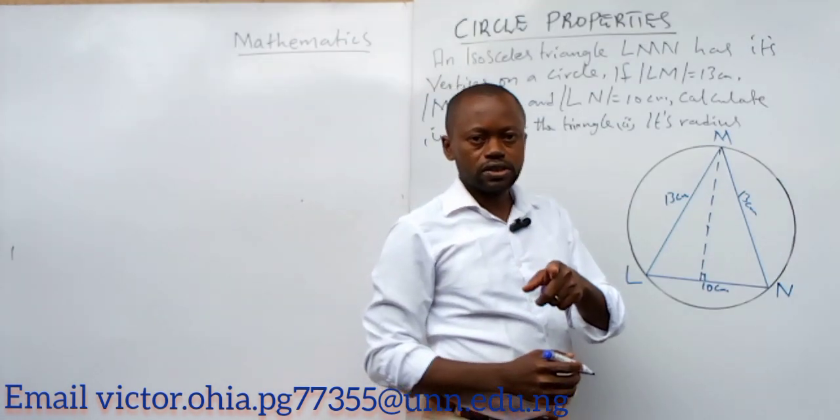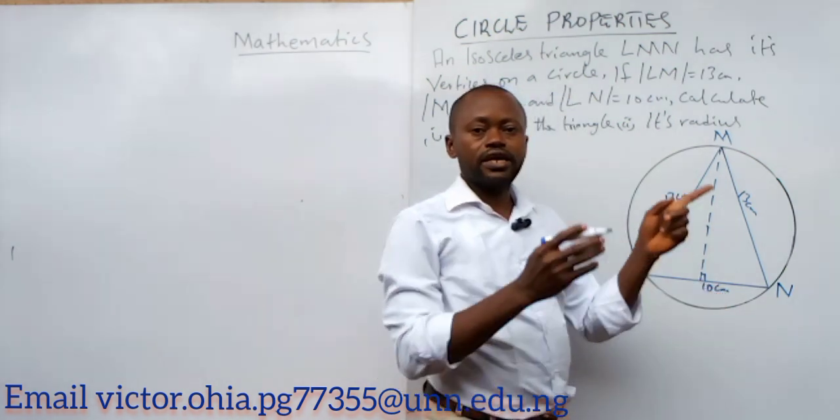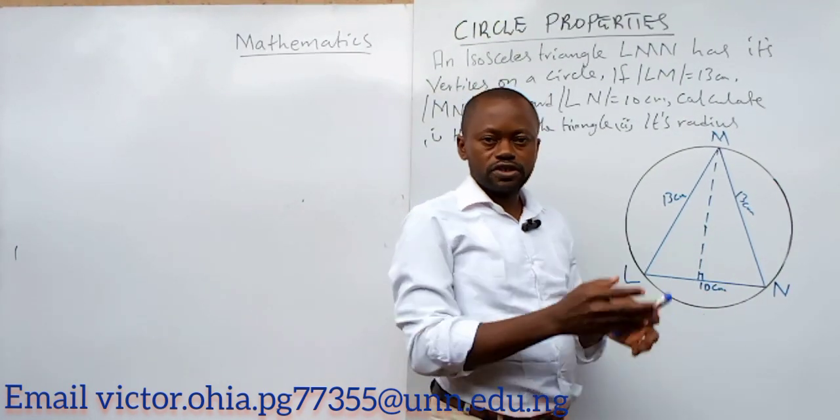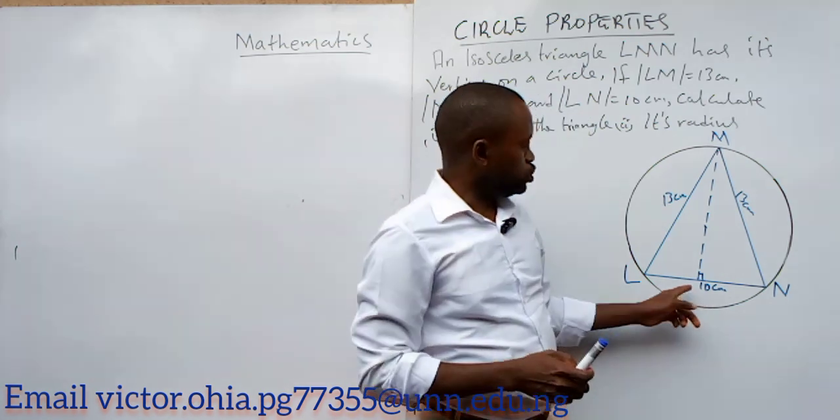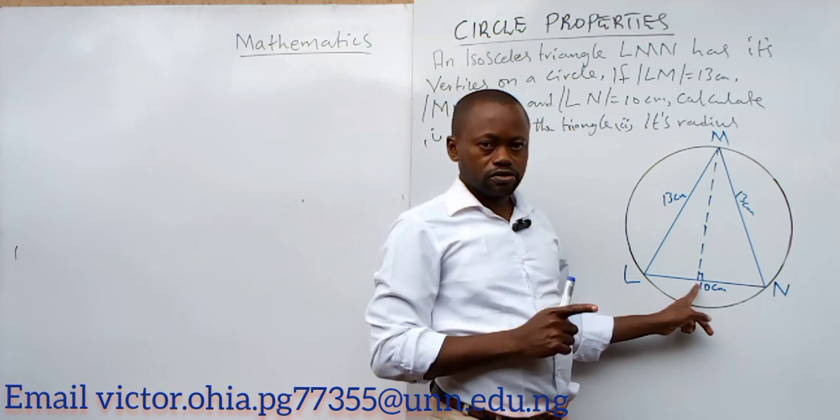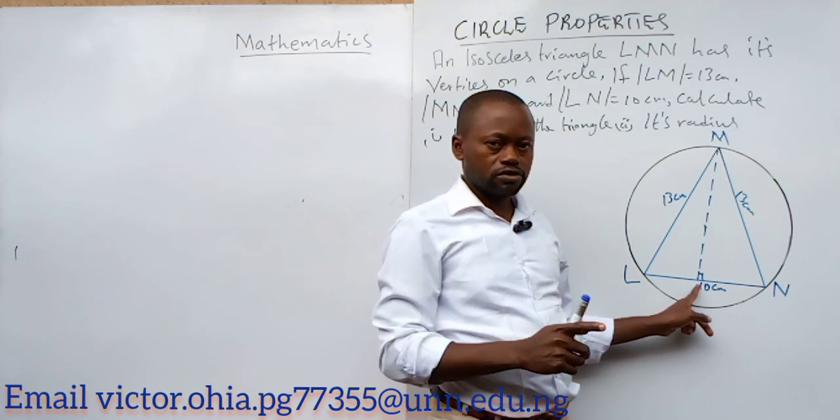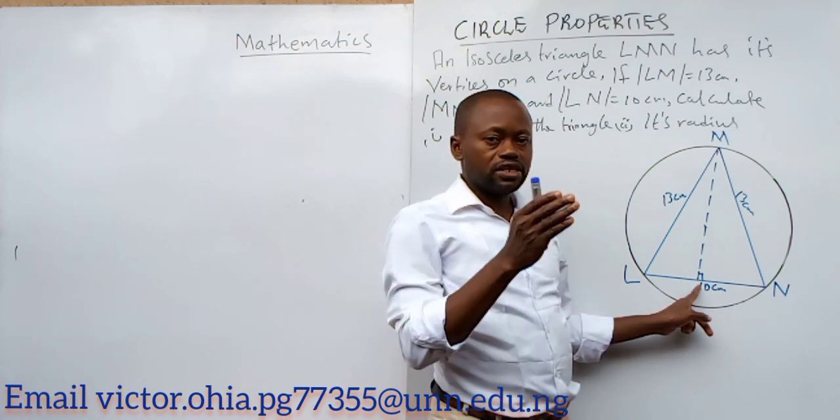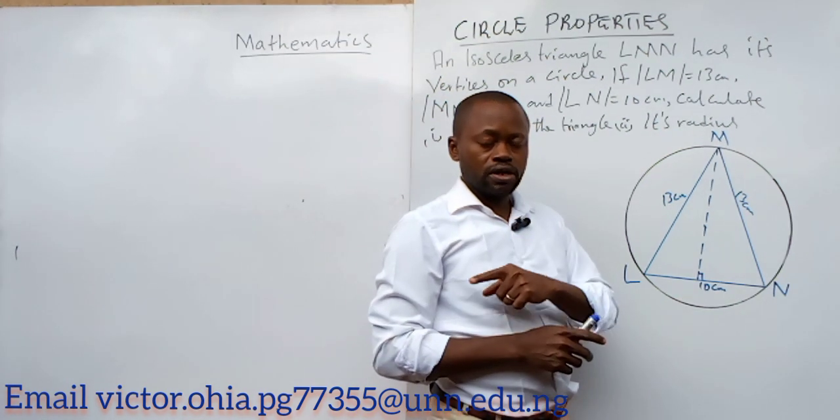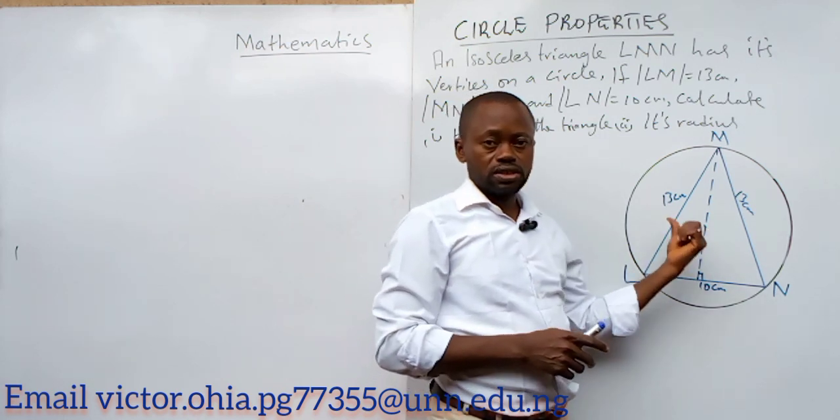Now, when I was discussing chord properties in the previous classes, I was telling us that a line drawn from the center of the circle, which touches a chord, is perpendicular to that chord, meaning it forms angle 90 degrees with that chord, and it bisects that chord, meaning it divides that chord into two equal parts. We have used that theorem in doing some calculations, and this is one of them.